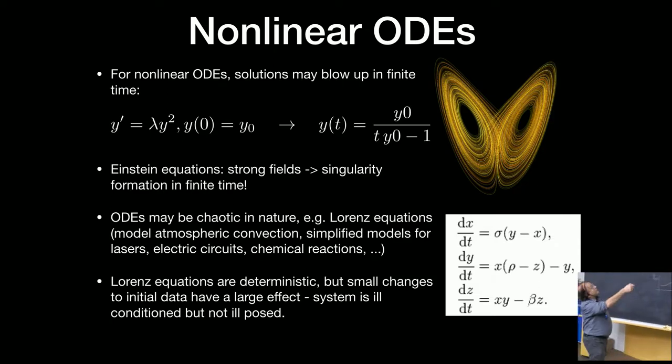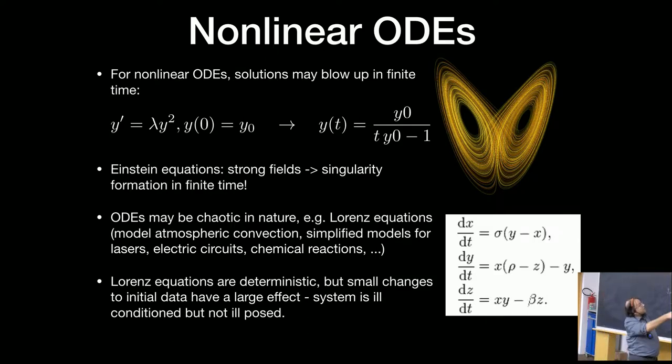In fact, if you have nonlinear ODEs, very typically you have trouble. For example, this is a very simple nonlinear ODE. You can solve it analytically. This is the solution. And you can see that here this is something positive, minus 1, so this can be 0, and then it blows up. So a very typical feature for nonlinear ODEs is that they can produce singularities in a finite time. And of course, this is very relevant for the Einstein equations. Because for the Einstein equations, if you have strong fields, we can form singularities in a finite time in a more complicated way than this, but this is the basic thing that's happening.